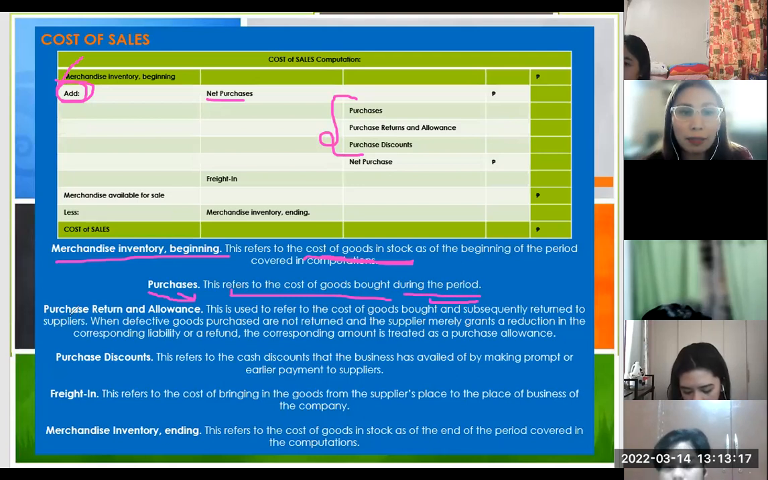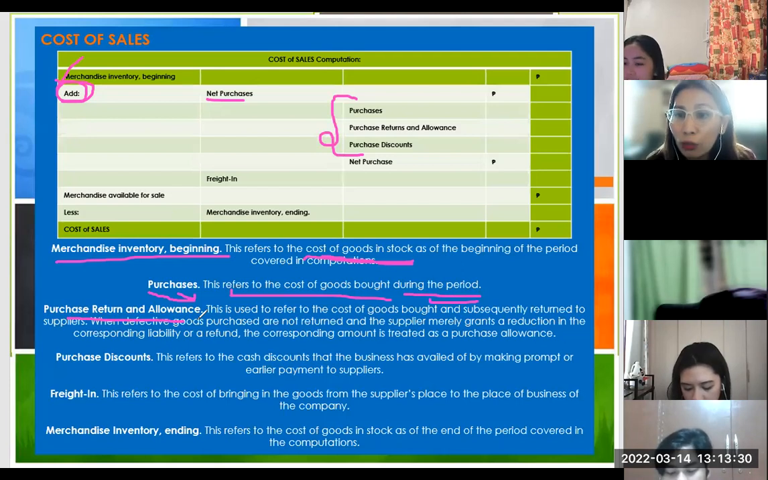Okay, next. Purchase, return, and allowance. Before, meron tayong sales, return, and allowance. Tama? Sales return, those are contra revenue. Okay, it reduces the amount sa sales. It reduces the amount sa ating revenue.